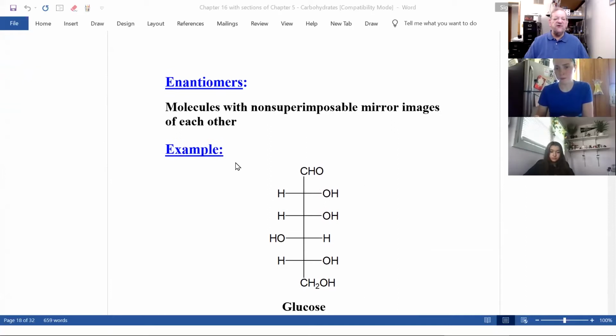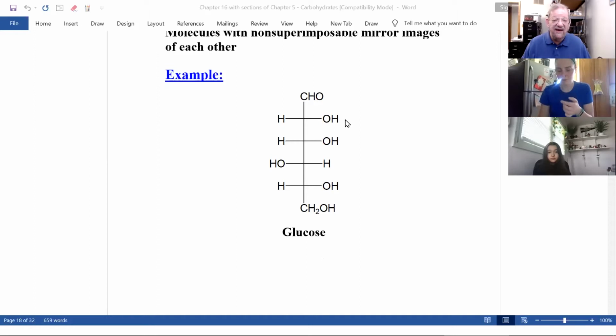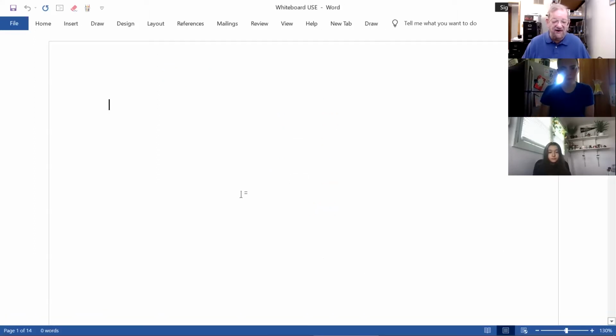Now, if you remember, I was talking about enantiomers. Enantiomers are non-superimposable mirror images of molecules. And if a molecule has a non-superimposable mirror image, it has an enantiomer. As we did last time, draw the enantiomers of a couple of sugars I had. And here's glucose.